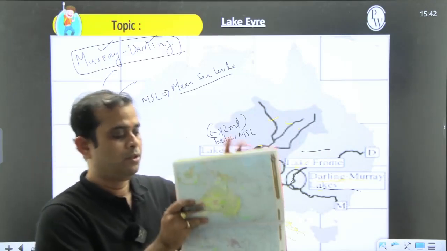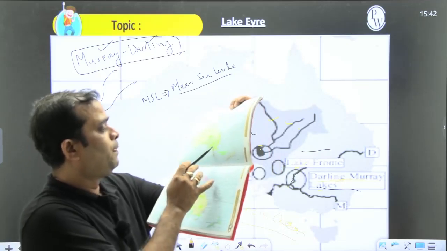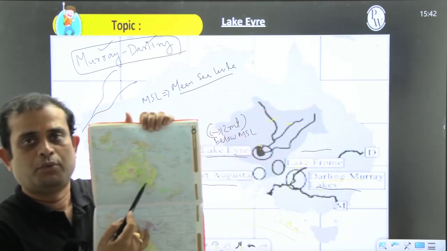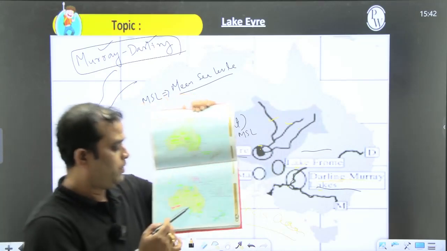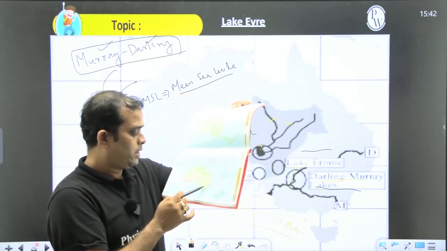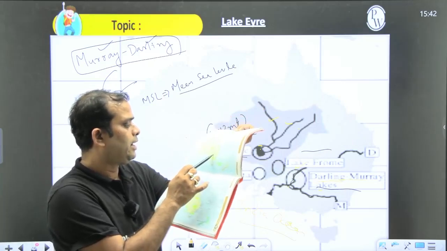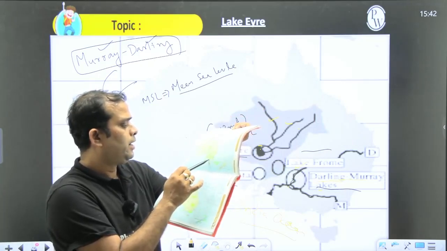This is Murray and this is Darling. You can see here the Murray-Darling river, how they come. Look at here, Murray and Darling. You can say this is Murray and Darling.